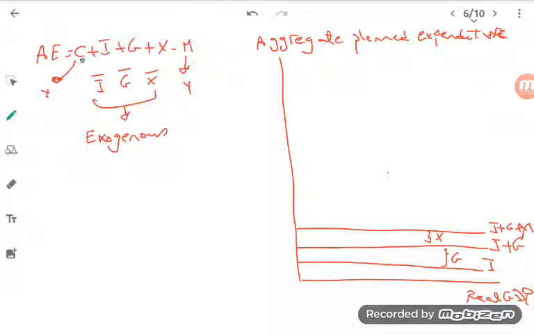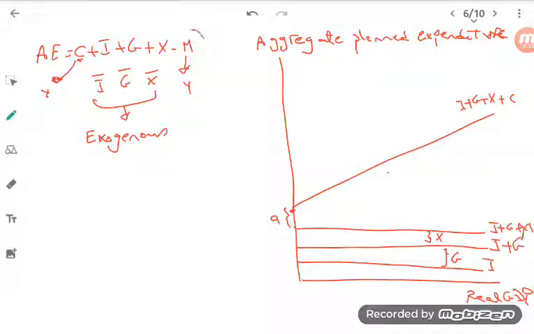Then we are going to add C. If there is autonomous consumption or exogenous part, which is A, so we are not going to start from this point, but a higher point. But C with respect to Y has a positive relationship. So the line will not be parallel to the x-axis, but it's going to increase positively, something like that. This is I plus G plus X plus C, and this part is A.